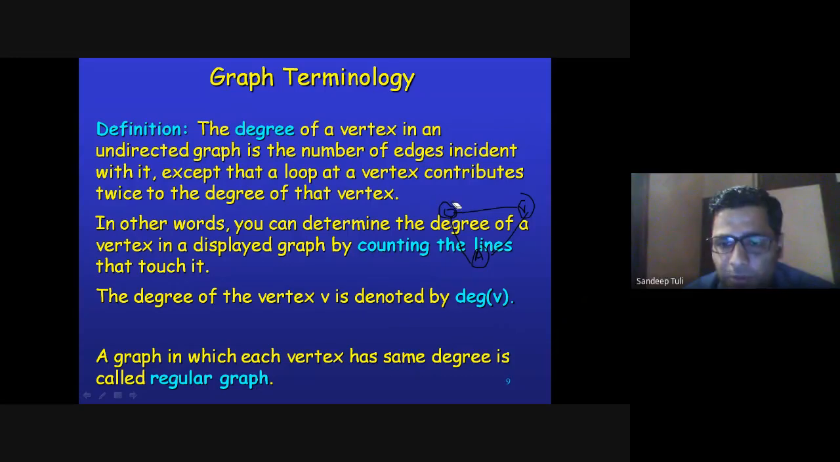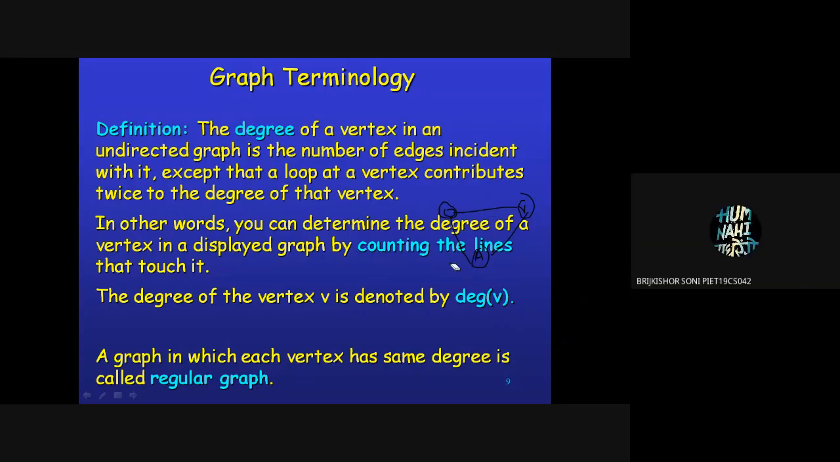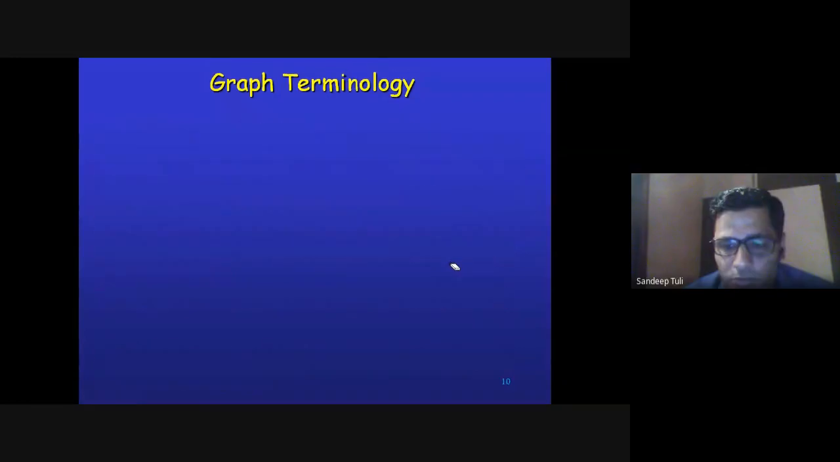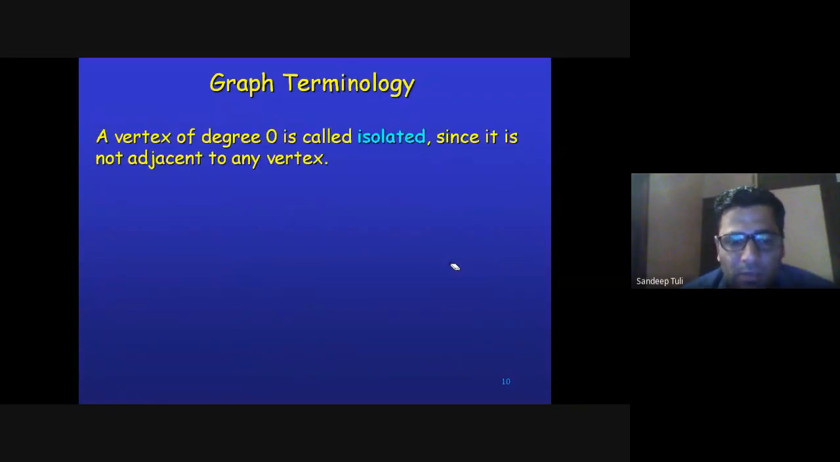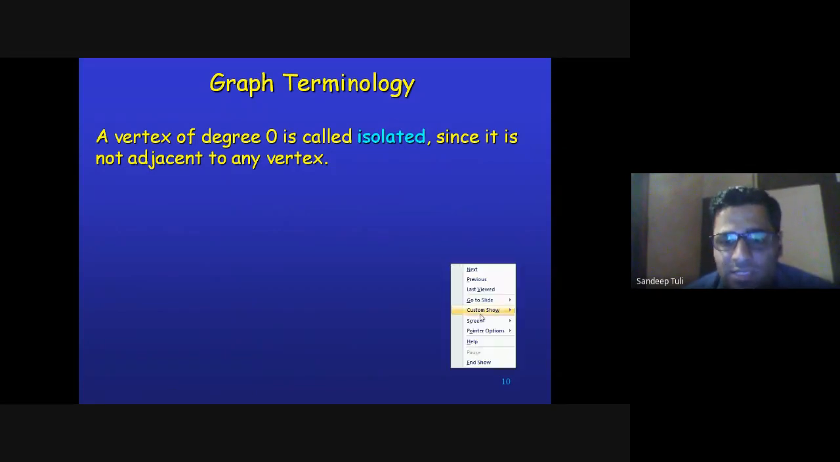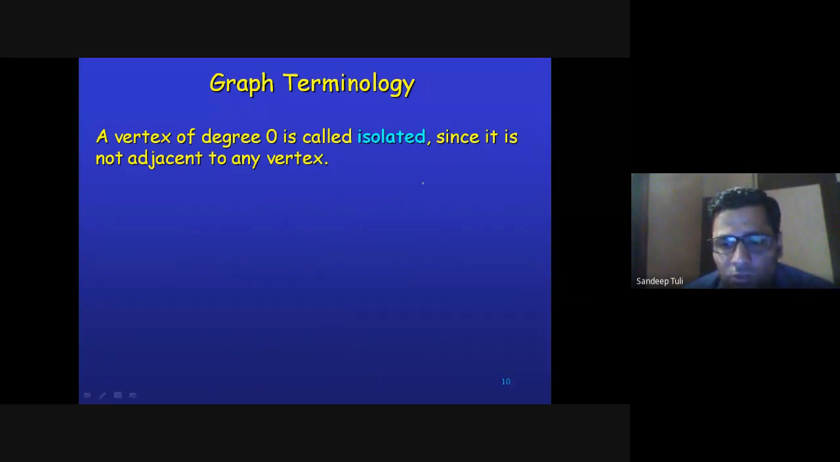Yes, sir. Because every vertex will have the degree 2 now. Regular graph. So now next one is a vertex with degree 0, called an isolated vertex, because it has no edge incident on it. Suppose vertex O has no edge incident on it, then it is called an isolated vertex, because it is not connected to anyone else. It has no adjacent vertex, and in that case, the degree of this vertex will be 0.